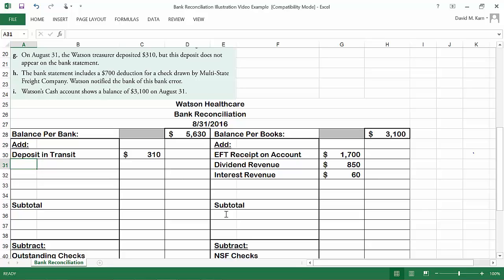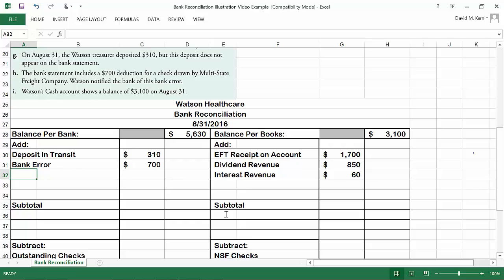Okay, then we get to letter H, which is actually our last one since we've already taken care of I. It says here the bank statement includes a $700 deduction for a check drawn by Multi-State Freight Company. Watson notified the bank of this bank error. Okay, so in this case, the bank took money out of Watson's account when they should not have, so therefore the bank must replace it by adding it back in. So we have bank error, and that was for $700.